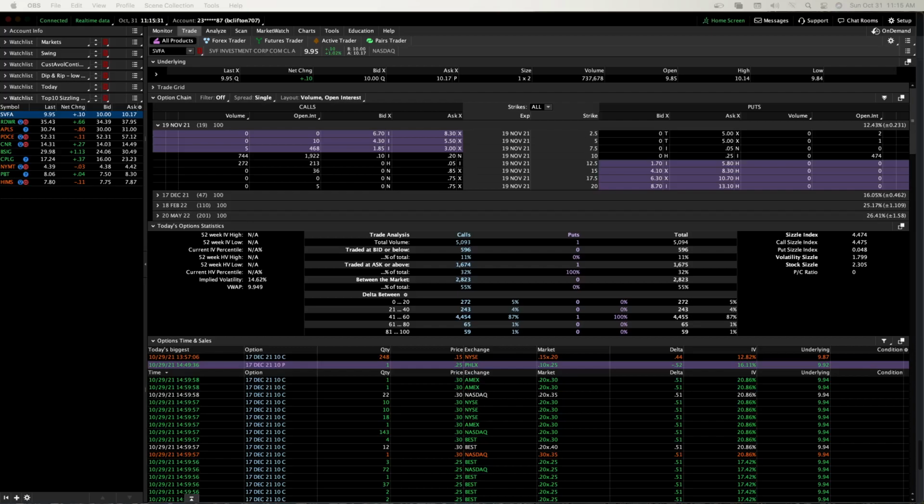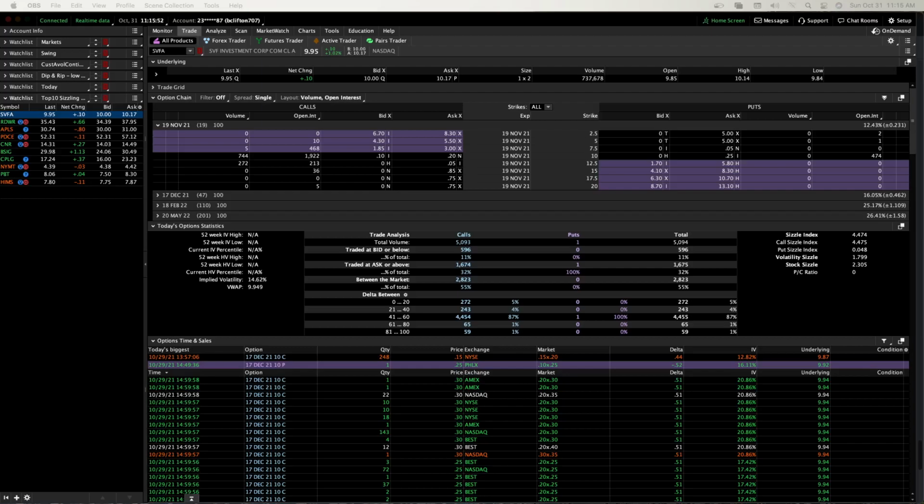As we talked about before, one call option gives the investor the right to purchase 100 shares of the stock at the strike price on or before the expiration date. One put option gives the investor the right to sell 100 shares of the stock at the strike price on or before the expiration date.